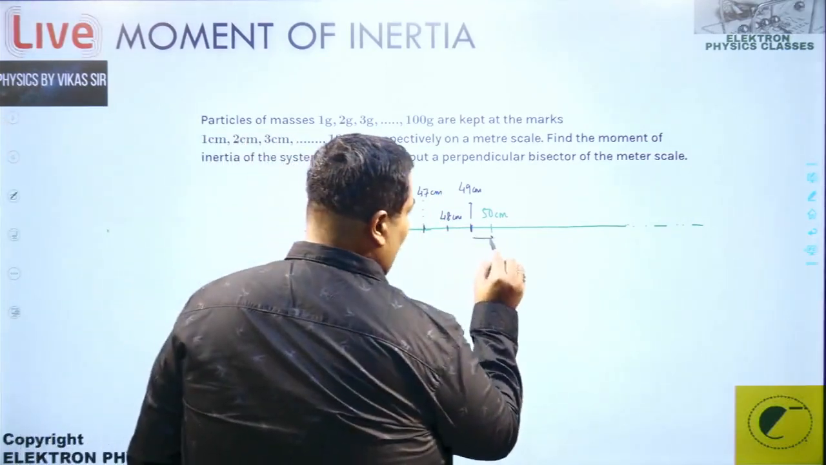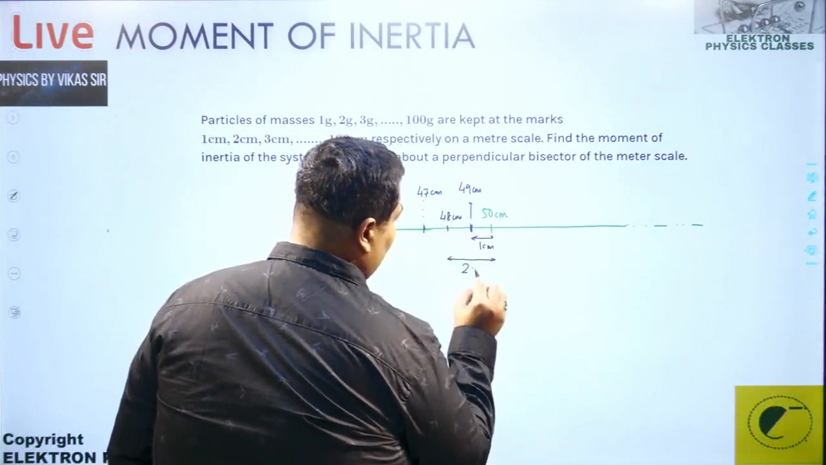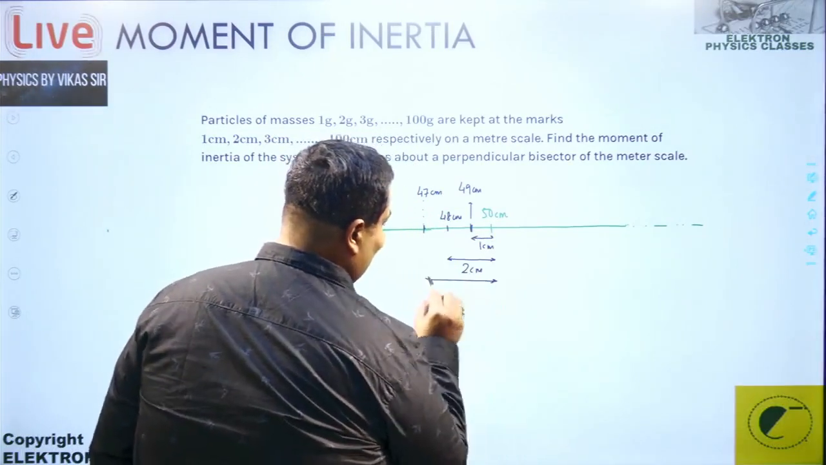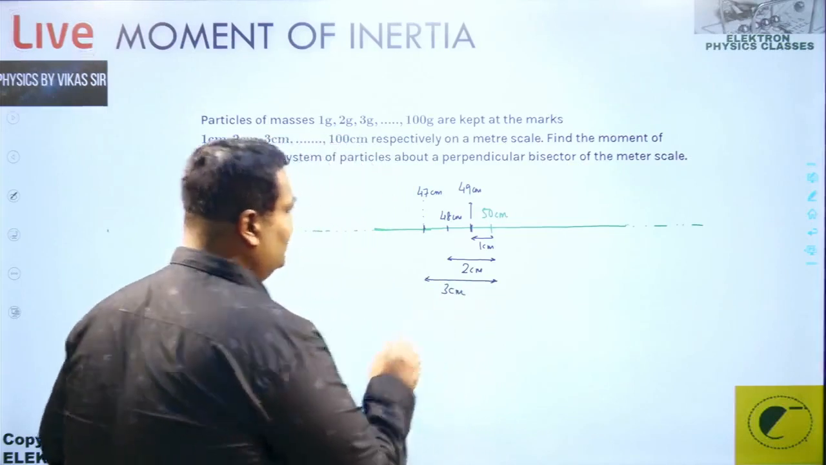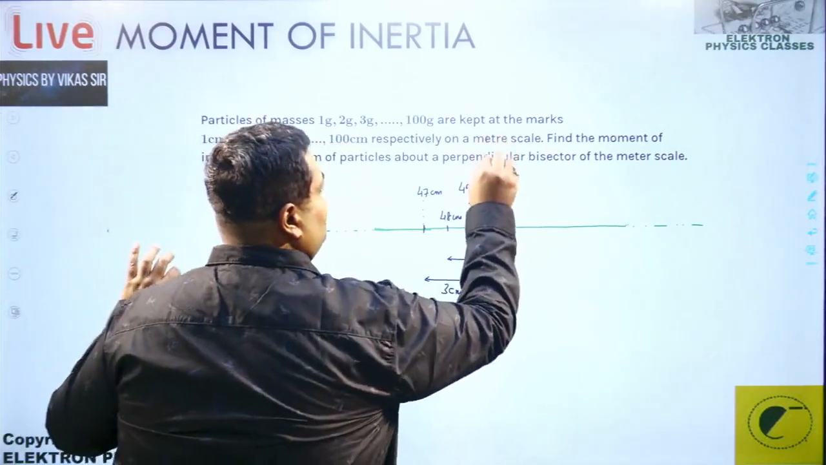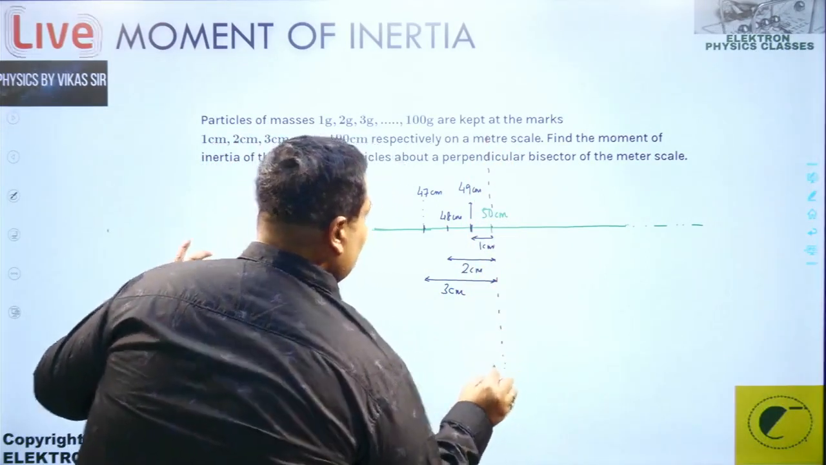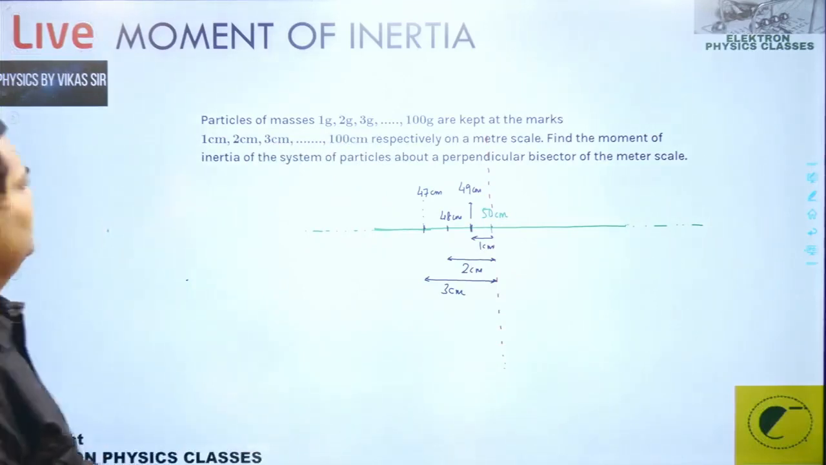So this distance will be how much? 1 centimeter. This will be 2 centimeter. This will be 3 centimeter, because the axis is passing through the 50 centimeter mark. So that's the axis. The axis is passing through this. Cool? Correct.